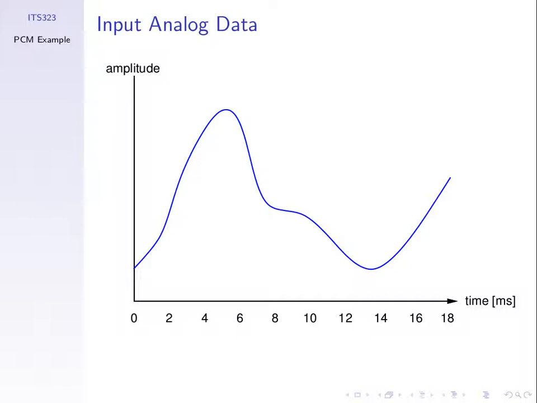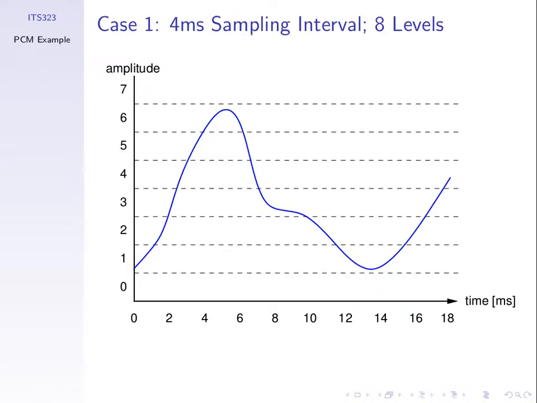So what the source does is take samples and maps those sample points to some discrete values. And in the first example, I'm going to assume that the sampling interval is 4 milliseconds, just for this example. So every 4 milliseconds, we will record a sample. And we'll also assume that we're using 8 different levels, or 8 code numbers. With 8 code numbers, we start at 0 and go up to 7.